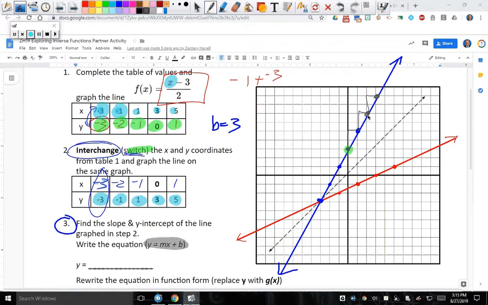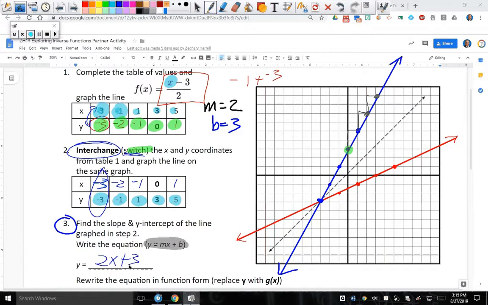And I know it's a little bit off, but what's the slope? Anyone? 2. So we're going to put the slope is 2. So our blue function ends up becoming the following equation: y equals 2x plus 3.